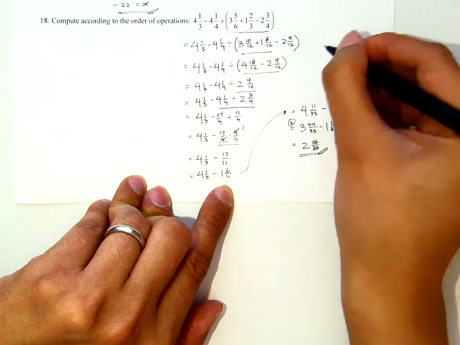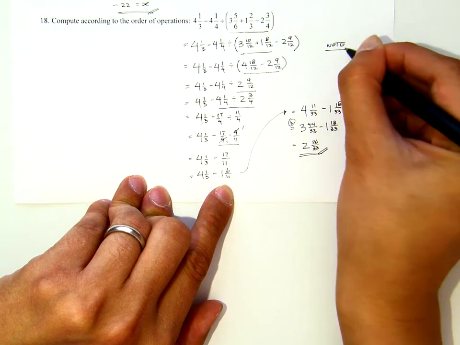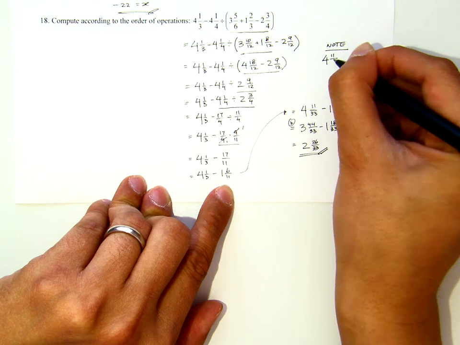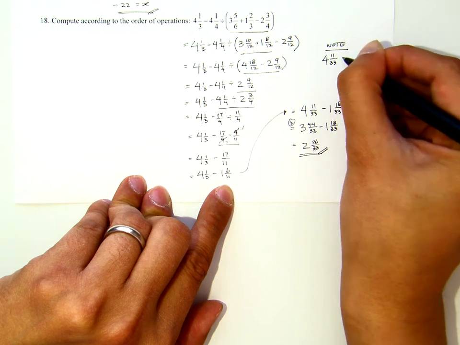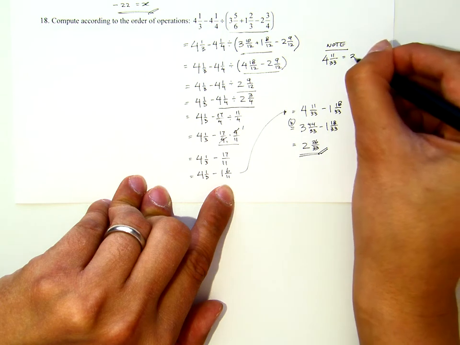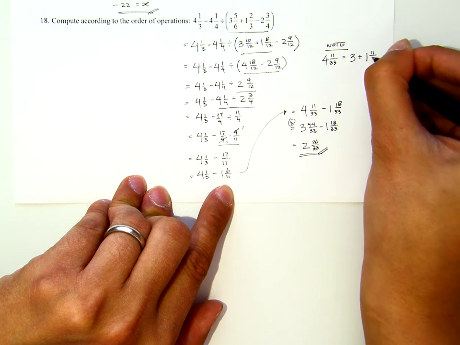Okay, now a side note here. Some of you may question, Thomas, how do you have that 4 11 over 33 become 3 44 over 33? This is what I do. I borrow 1 unit from that 4, and the 1 unit I borrow, I stick that together with the fractional part.